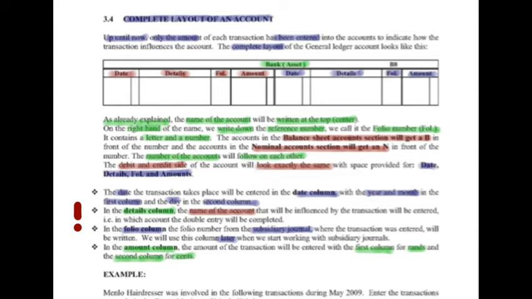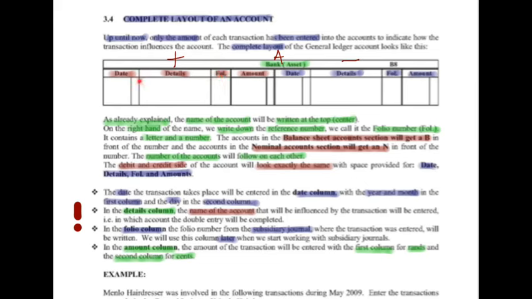Then we've already said the debit and credit side of the account will look exactly the same, and you can see this is identical to that. The only big difference is that on the one side I will use my columns to increase the account, and on the other side I will use my columns to decrease the account, but the information that I would write in is exactly the same. Therefore, date, details, folio, amount.